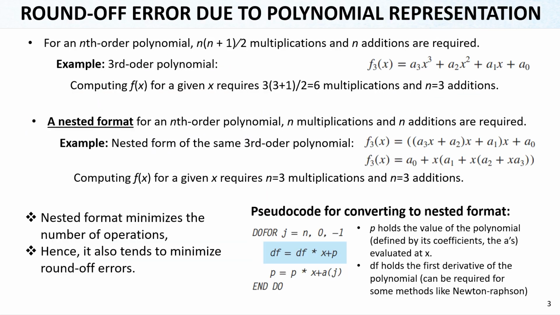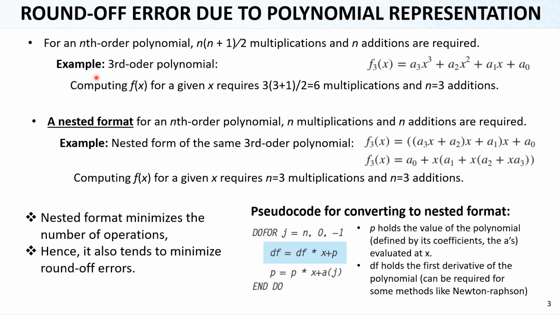In this slide, we are going to talk about some round-off error because of the representation of a polynomial or an equation. For an nth order equation or polynomial, we have n times n plus 1 divided by 2 multiplications and n additions. So there are n additions and this many multiplications for an nth order polynomial.